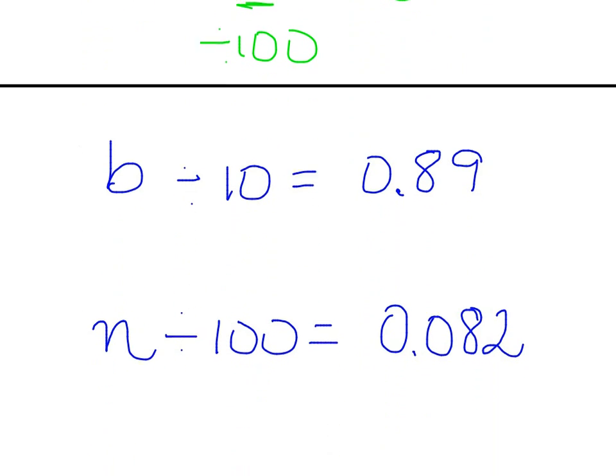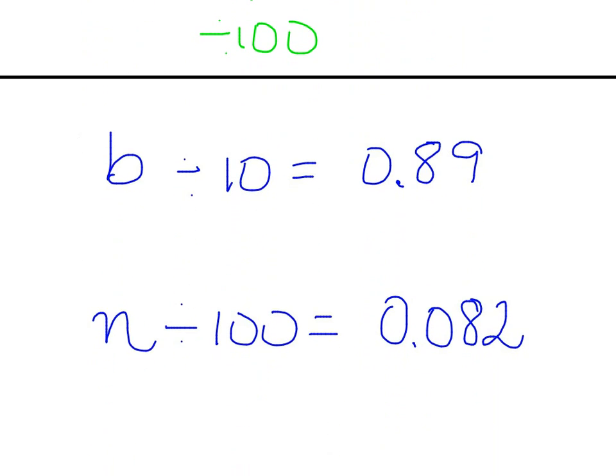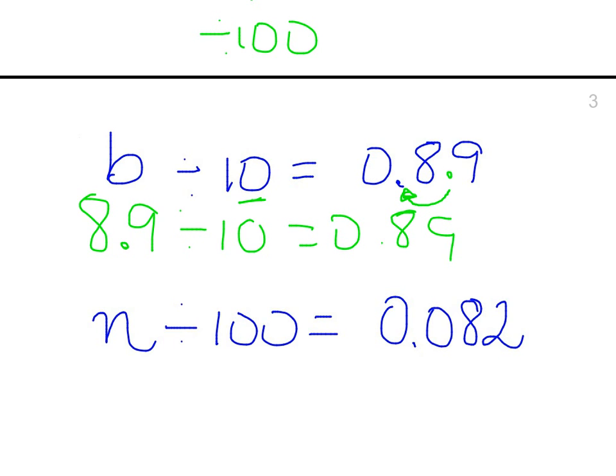Okay, so let's look at this one. This time we would have divided by 10, something divided by 10 to equal 0.89, so that means we would have had to move to the left one place to end up here. So we would have had to go over once like that from there, so our starting number is 8.9. And again, just double check that that makes sense. 8.9 moved over once gives us 0.89. So the 10 is your answer.